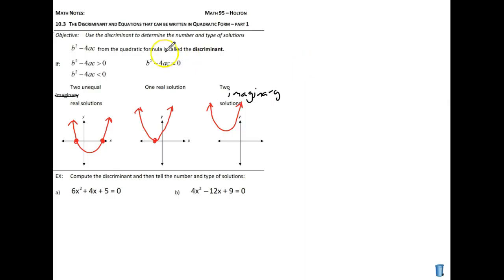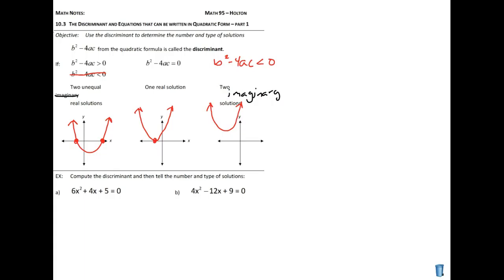Well, you can tell this by the discriminant, your b squared minus 4ac, because three different things could happen. This is just a number when we calculate it out. Your b squared minus 4ac could be greater than 0, it could be equal to 0, or it could be less than 0. And again, let me move this here because things got bumped over on my page. If it's greater than 0, you have two real solutions. If it's equal to 0, you have one real solution. And if it's less than 0, you have two imaginary solutions.